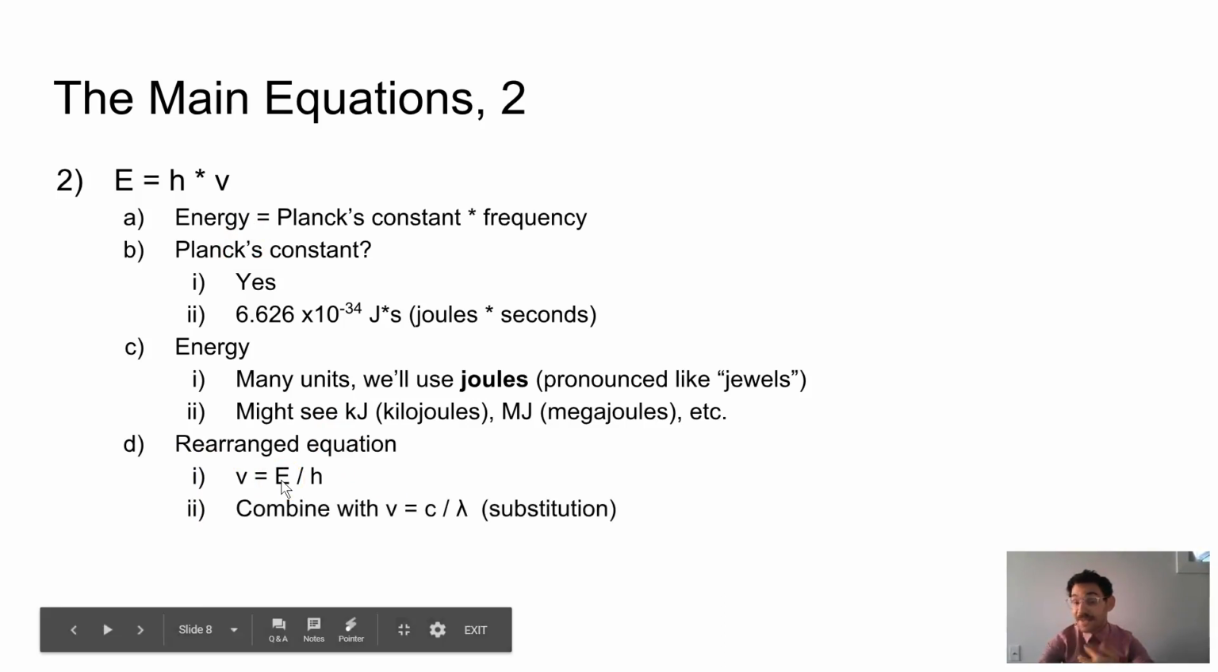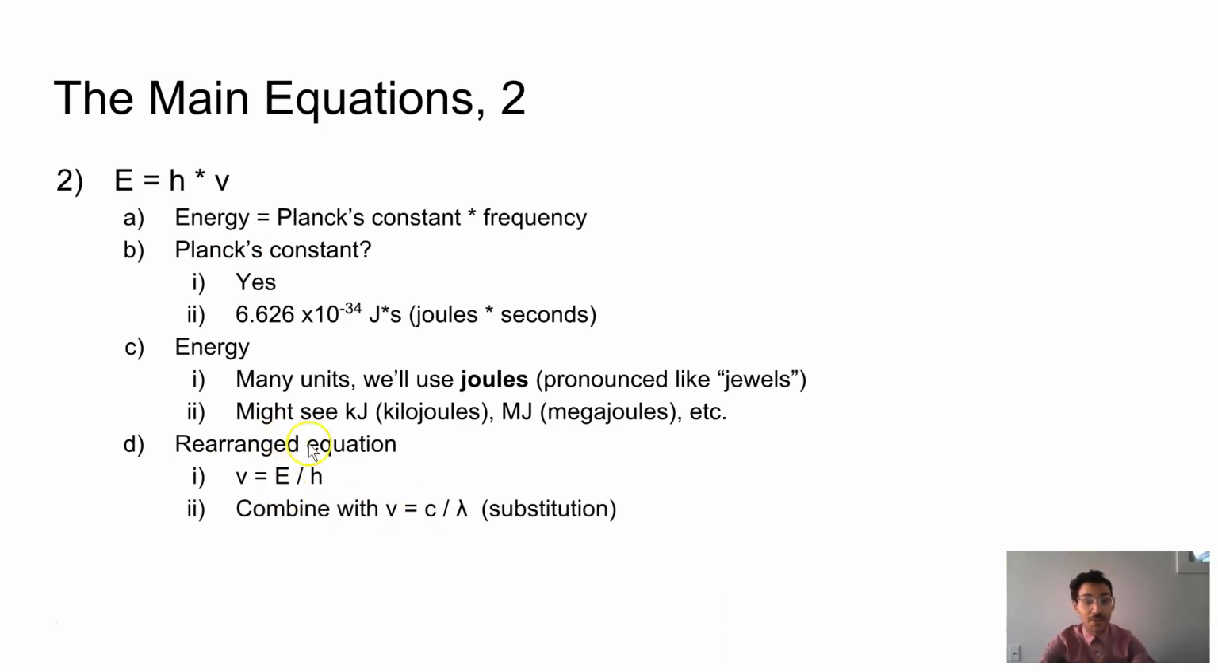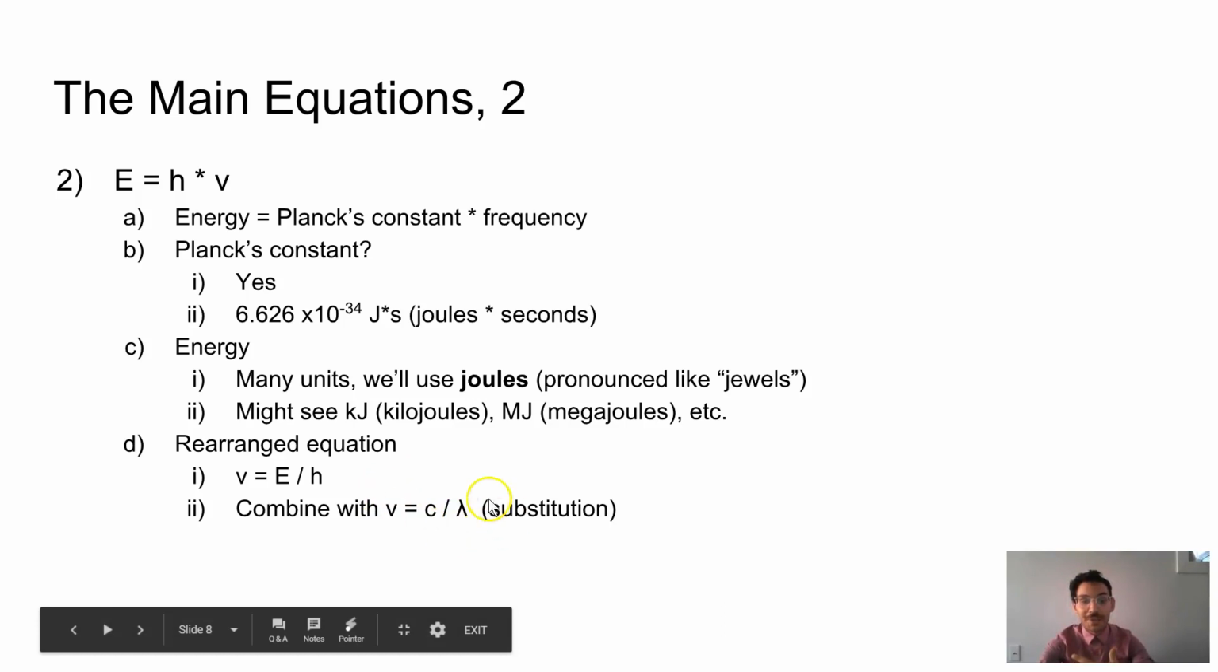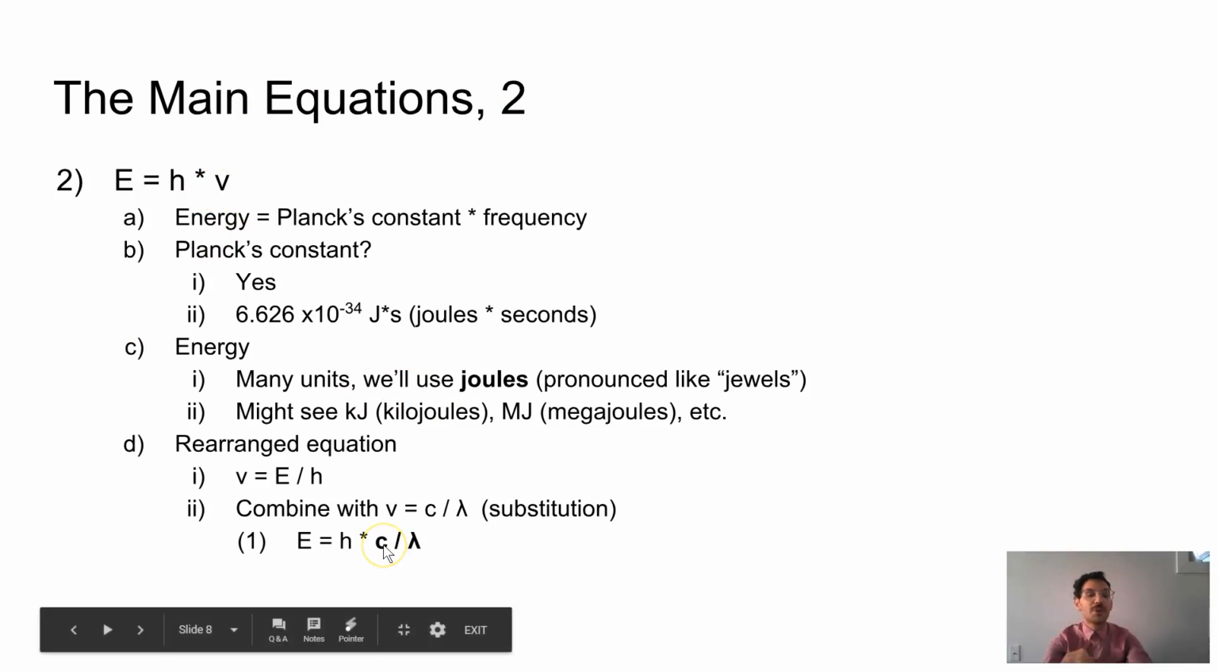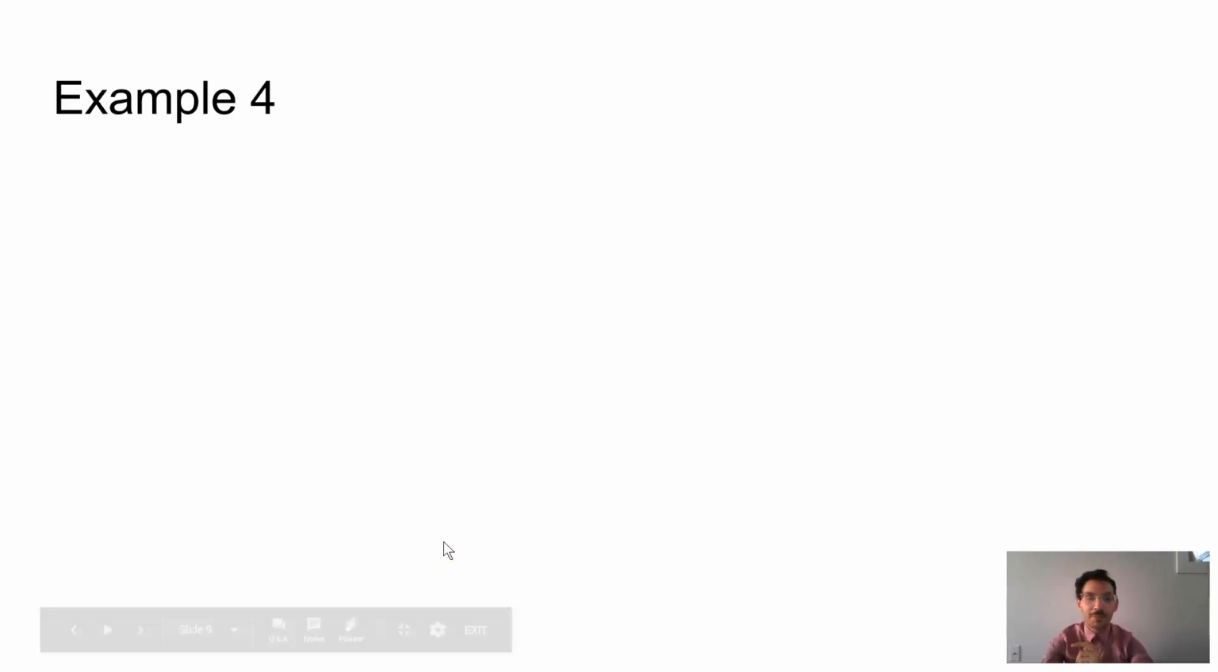And if we were really fancy, we could substitute into this equation for frequency. We know frequency is equal to c divided by lambda, so we can substitute this term in instead of v, which gives us this equation here. So if we want to convert from wavelength directly to energy, we would use this equation here. Neat. Well, let's try doing some problems with that.